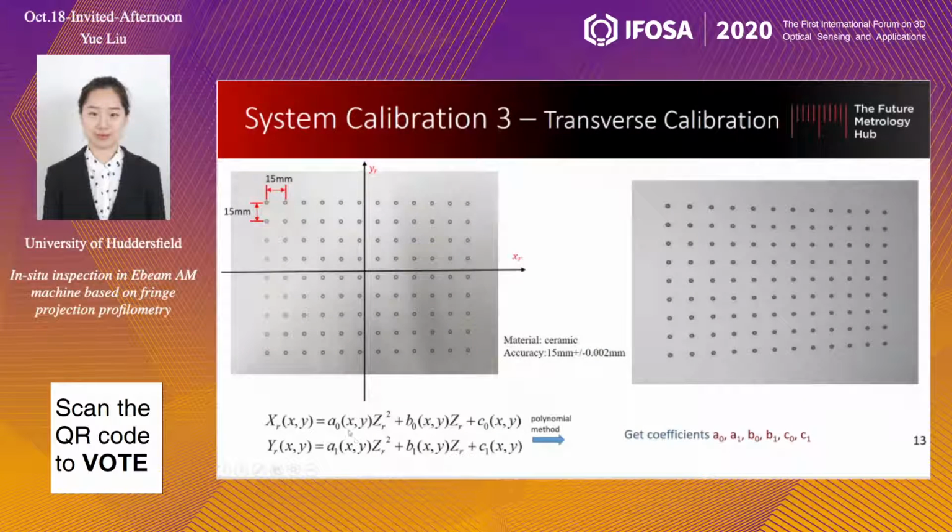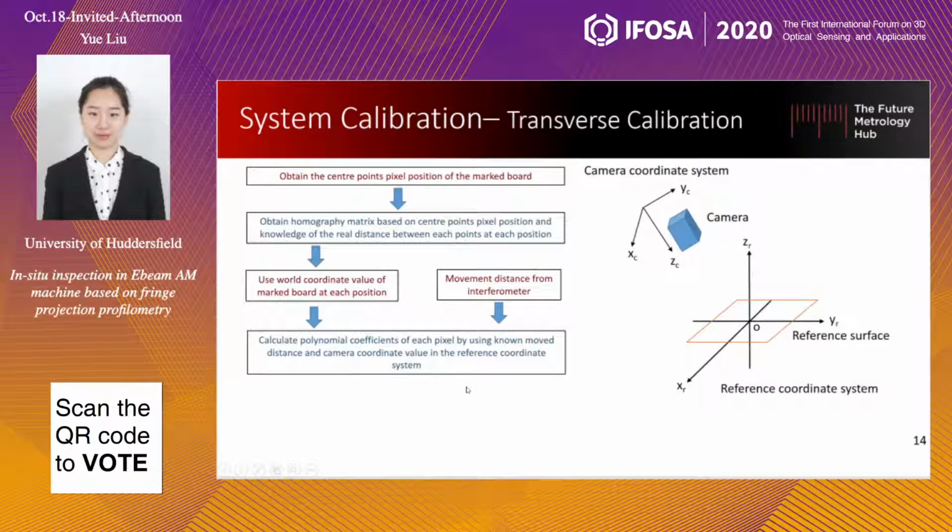And the next is transverse calibration. It is also to calculate the coefficients of these two equations. We can get the x and y values from this circle ring board in the world coordinate system, and the z value on the right side comes from the interferometer, and then we can calculate the coefficients. That is a flow chart showing the transverse calibration.